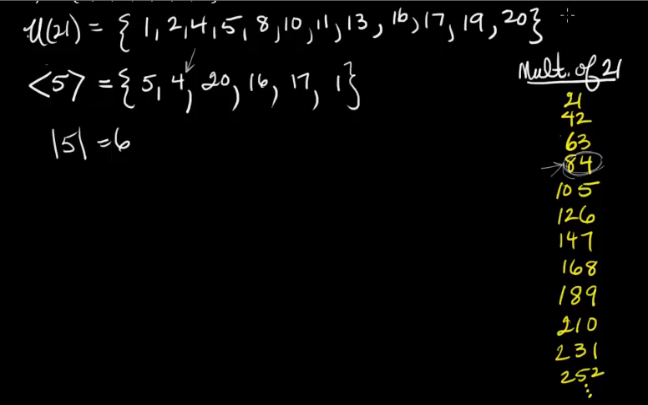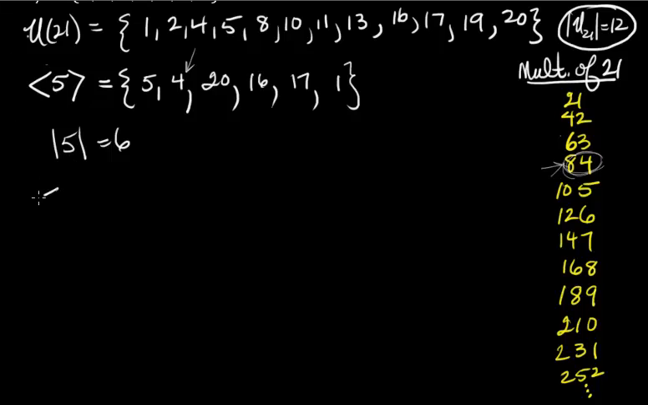Remember, the order of the group itself, the order of U21, is 12. So we keep that in mind, and we find that the order of one of its elements is 6, a divisor of 12. Let's find the order of another one.